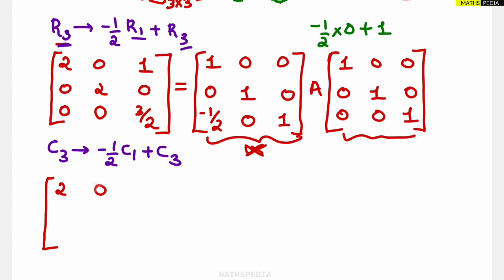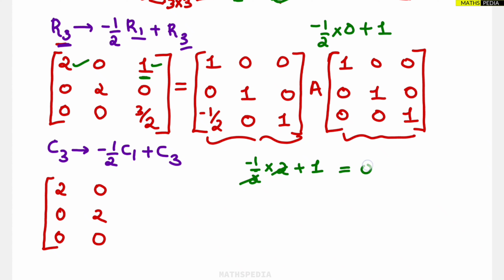So 2 0 0, 2 0 0, because the first two columns will remain the same, correct? The last column will change. Let me start with the first element in the last column, which is 1 minus half of, what is C1? C1 is the first element, that is 2, plus C3. What is C3? The element itself, 1. So these two cancel. What are you getting? You are getting 0. So it will become 0 itself.